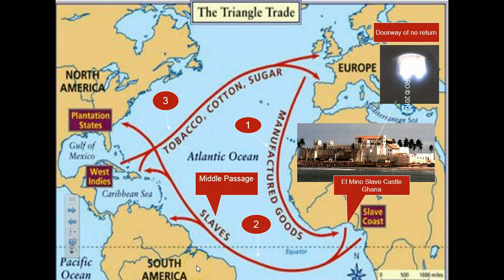You have some people in Brazil who are very African. They have African roots, and so they may look different from other Brazilians. Then you have the third route, which is taking tobacco and cotton and sugar to Europe, and then manufactured goods down to the coast.